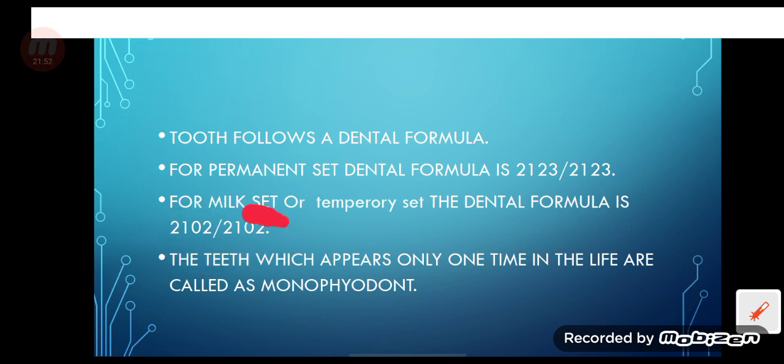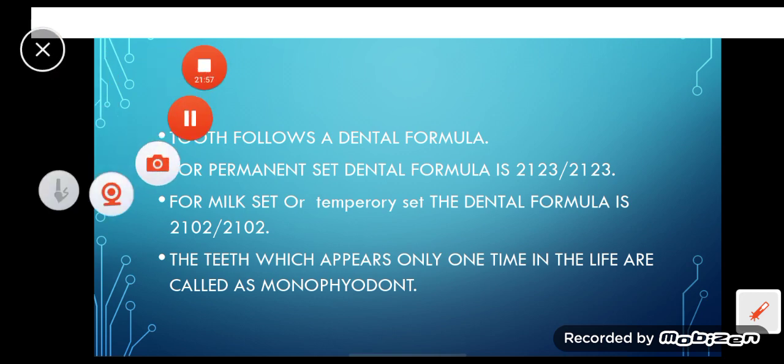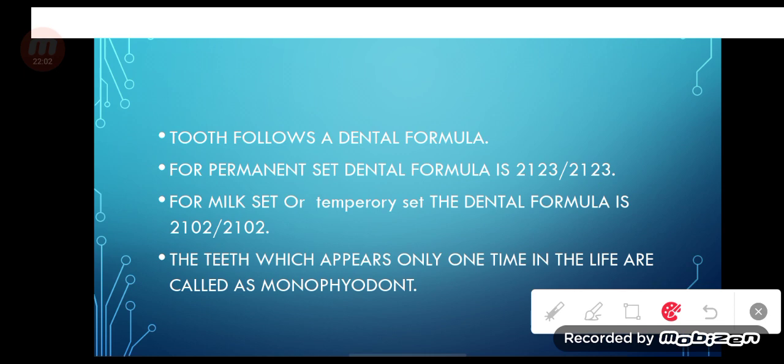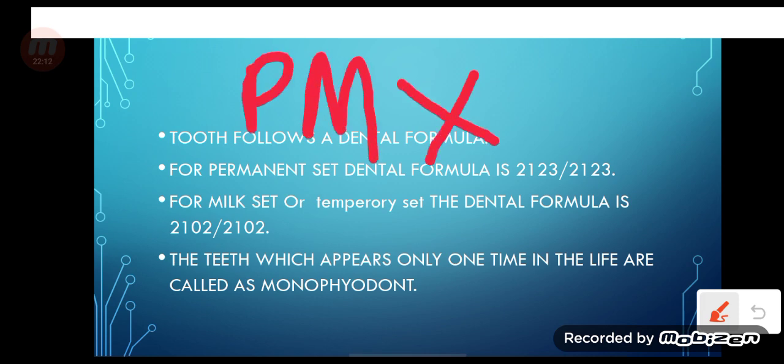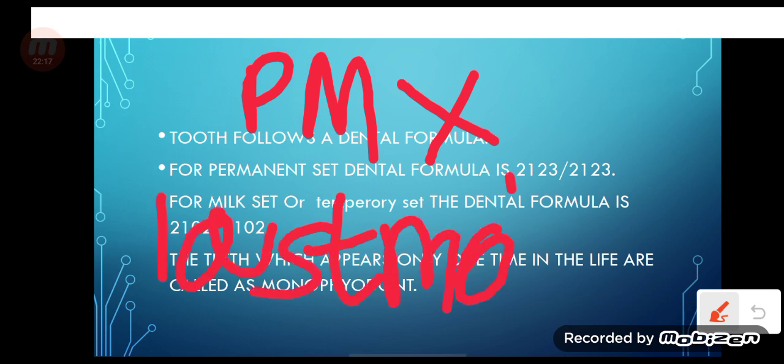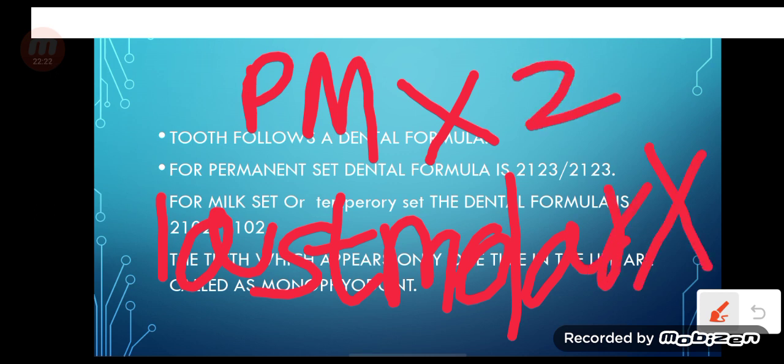Now for milk set, what is the formula? For milk set it is 2102 by 2102. The formula is changed for milk set because in milk set premolars are absent and the last molar is also absent. Means 2 premolars and 1 molar, total 3 teeth are absent.